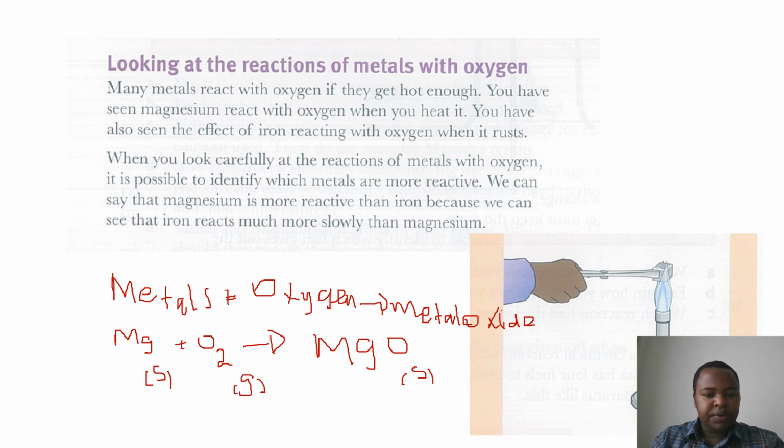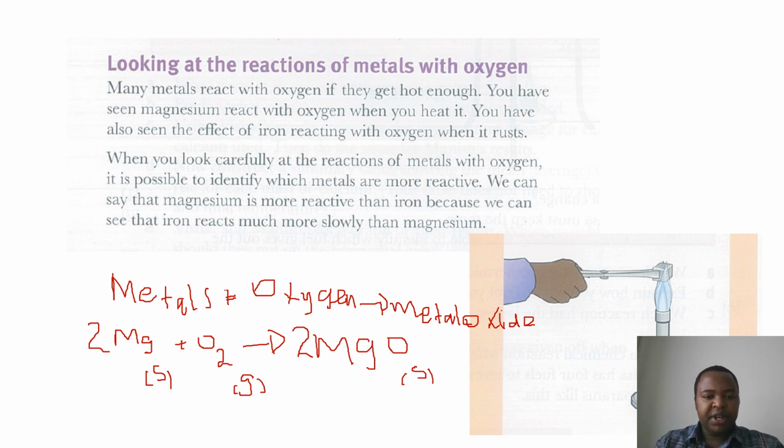Check that it's balanced. This is 1 mole of magnesium here, and 2 of oxygen on this side, so we need to put 2 here. But because we have placed 2 here, we also need to balance magnesium on the right hand side. Remember, the number of atoms on the left side and the right hand side must always be equal when you're writing chemical equations, and the state symbols must be there. So metals react with oxygen to make metal oxides.